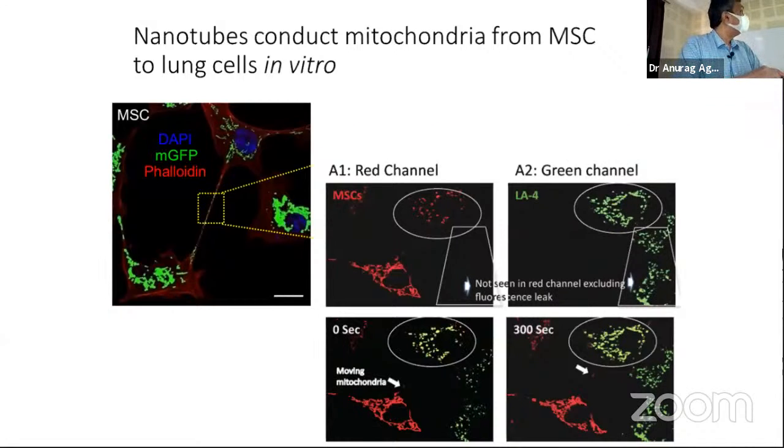So these are mesenchymal stem cells with red colored mitochondria. These are epithelial cells with green colored mitochondria. And you can see red colored mitochondria are actually moving to epithelial cells. This was one of the first descriptions in the world that stem cells can donate healthy mitochondria.